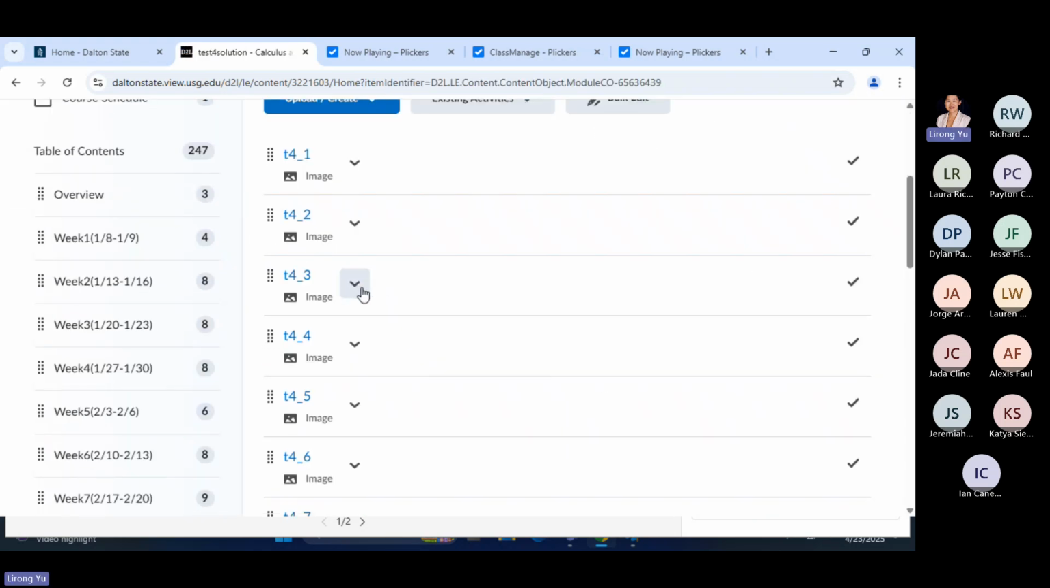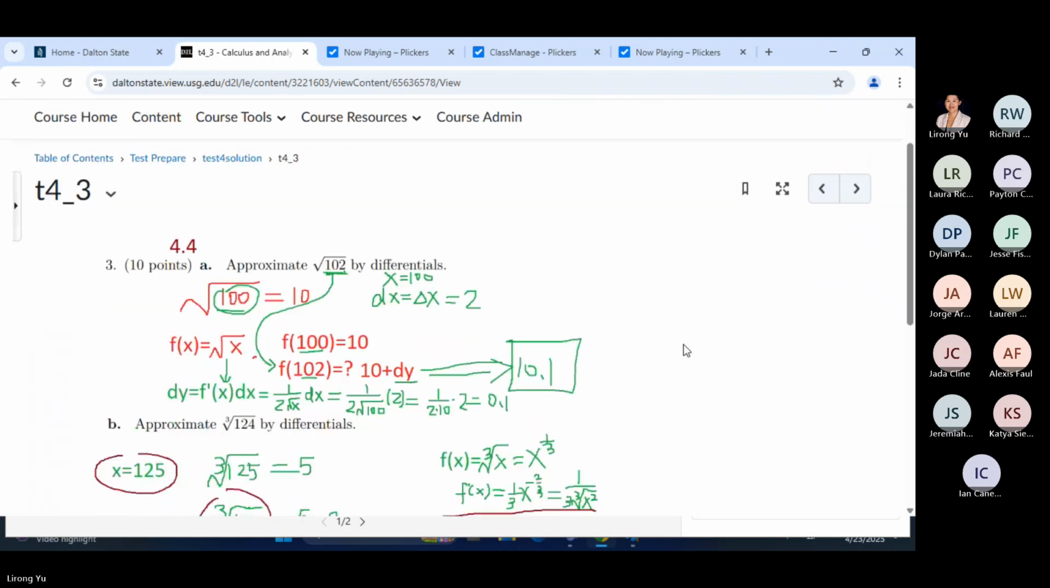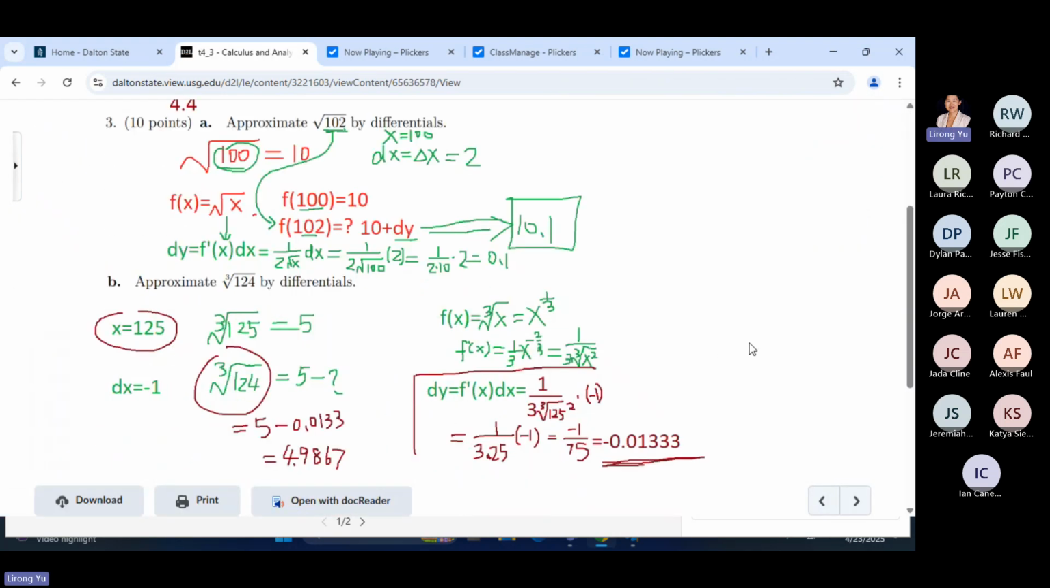And then there's question 3. This is also from 4.4. Essentially, we plan for having 2 questions per section. In 4.4, one question is calculating differentials, which is kind of like the last question. So number 3 is approximation. You want to find the approximate value of a calculation, for example, square root of 102. We know square root of 100, so square root of 102 should be something similar.